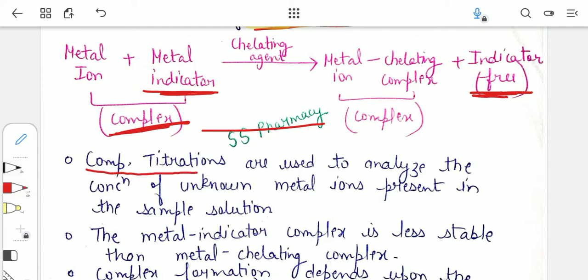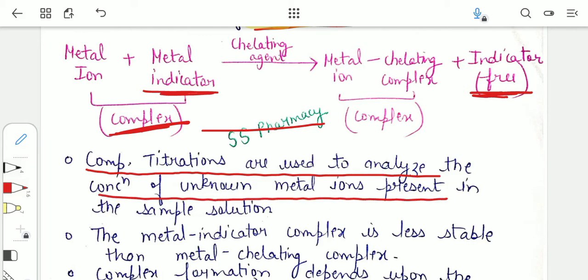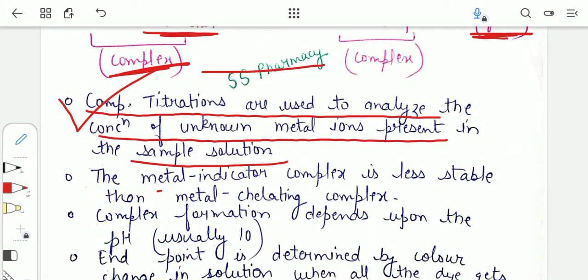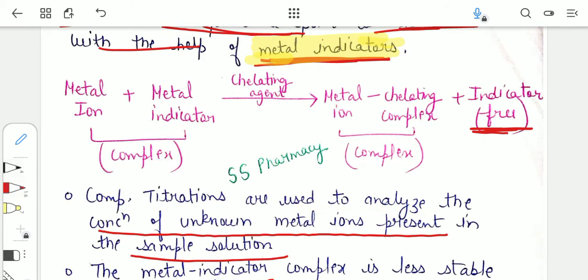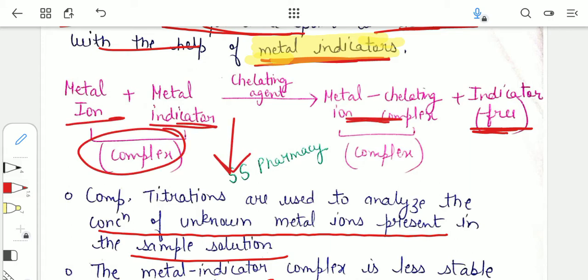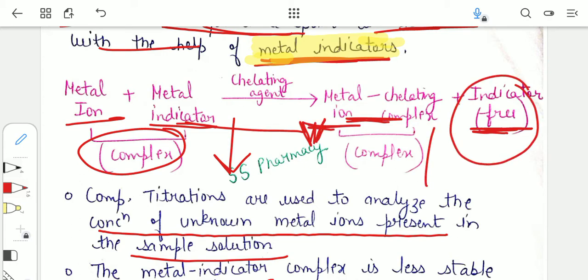Complexometric titrations are used to analyze the concentration of unknown metal ions which are present in the sample solution. This is the reason why we use complexometric titrations. The metal indicator complex is less stable than the metal chelating complex, and that is why the reaction is being favored. This metal indicator and metal ion complex is less stable than the other complex, and that is why the metal ion and chelating complex is being formed, whereas the indicator is liberated as free.